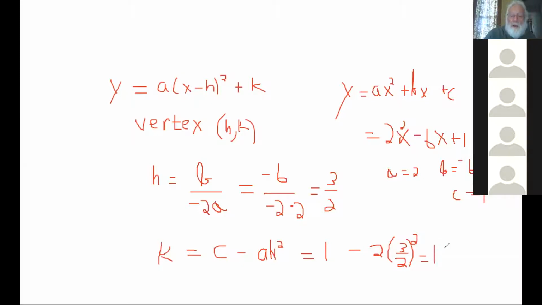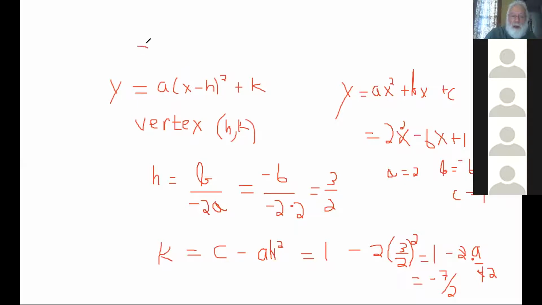And so then I can figure that out from there. I get 1 minus 2 times 9 over 4 when I square it. So I cancel that and I get 9/2 here. So I get 1 minus 9/2, so I would end up with minus 7/2. Okay.